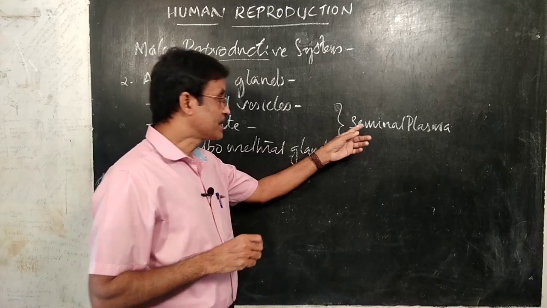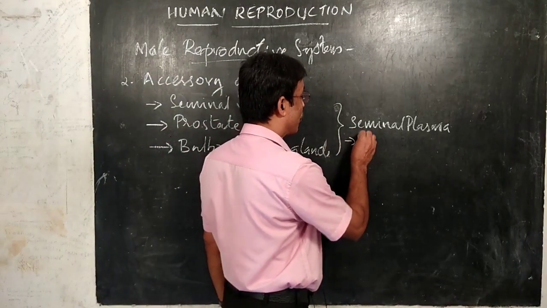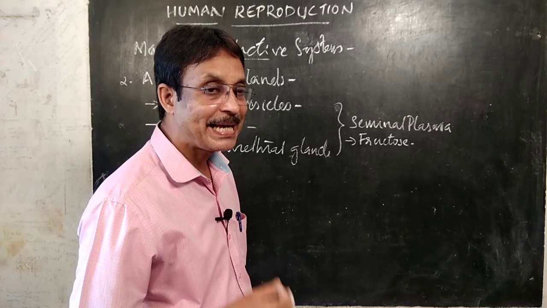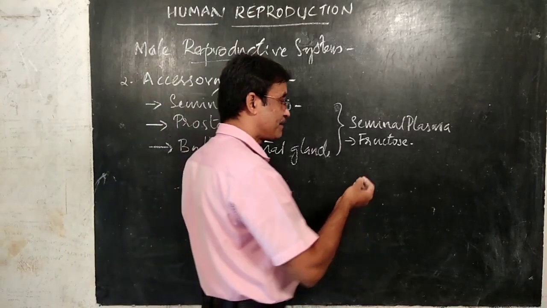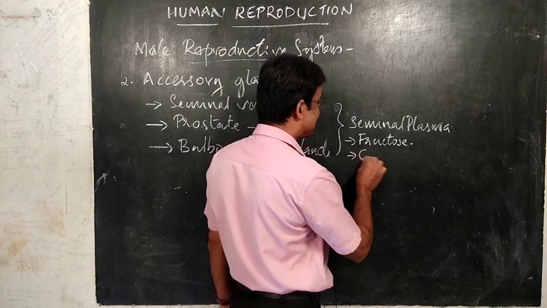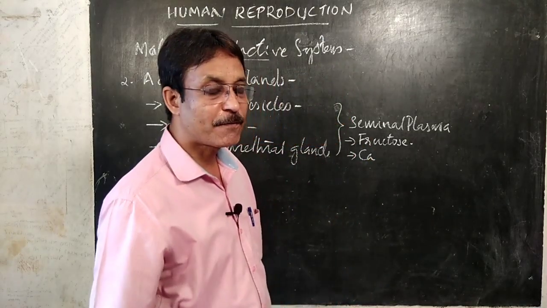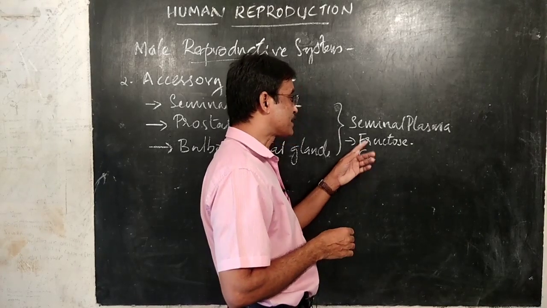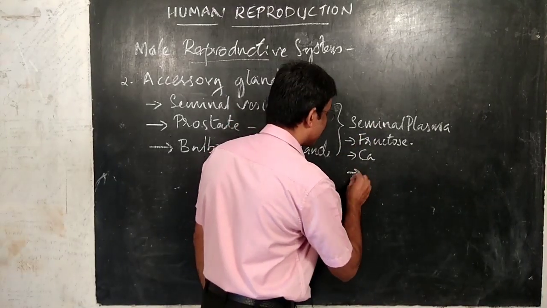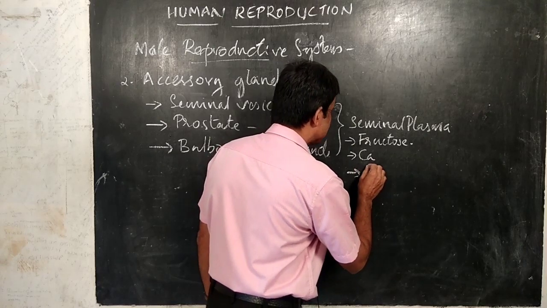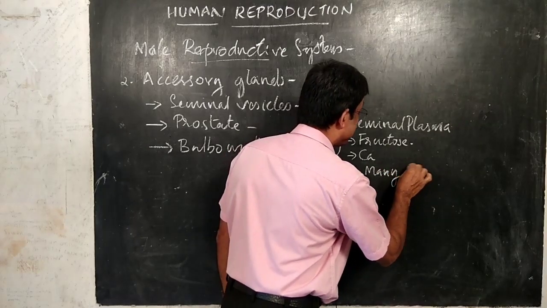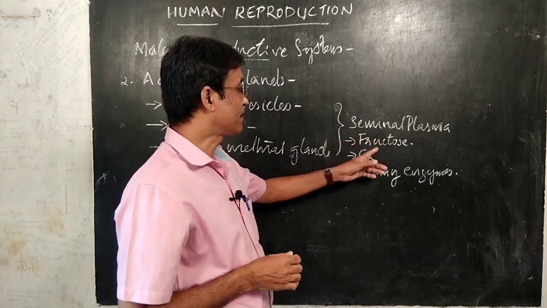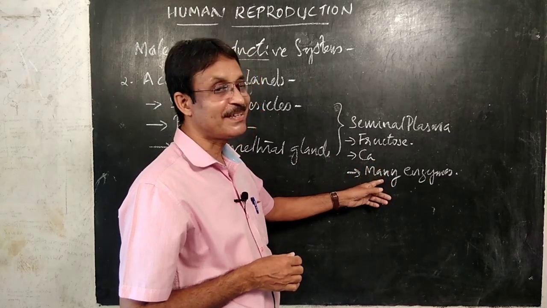Okay? This seminal plasma contains fructose. What is fructose? A simple sugar, and it is providing energy for the movement of the sperm. And secondly, it possesses calcium. Calcium is essential for the movement of sperm, and that is also present in the seminal plasma. And it also possesses many enzymes. Thus, seminal plasma possesses fructose, calcium, and many enzymes.